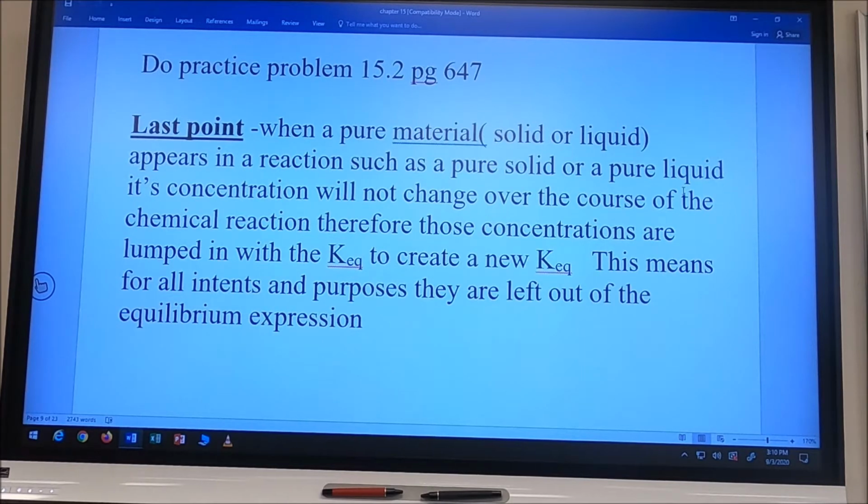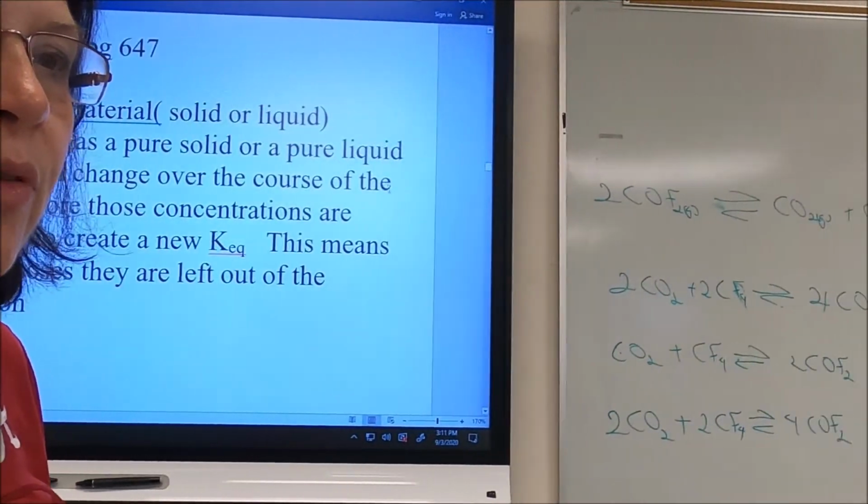Okay, last point. When a pure material, a solid or a liquid, appears in a reaction, so you see the subscript S or L, its concentration isn't going to change over the course of the chemical reaction. Therefore, those concentrations are considered to be lumped in with the equilibrium constant, and they do not appear in the equilibrium expression. So when you have a solid or a liquid in a reaction, they're not going to appear in the equilibrium expression. So let me show you a couple examples of what I mean.